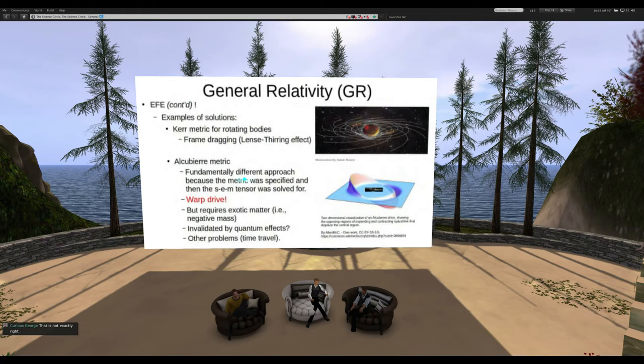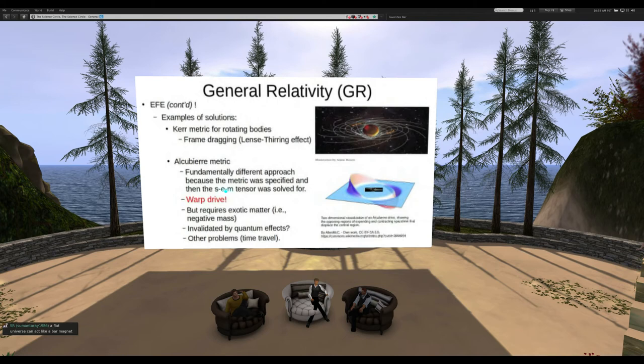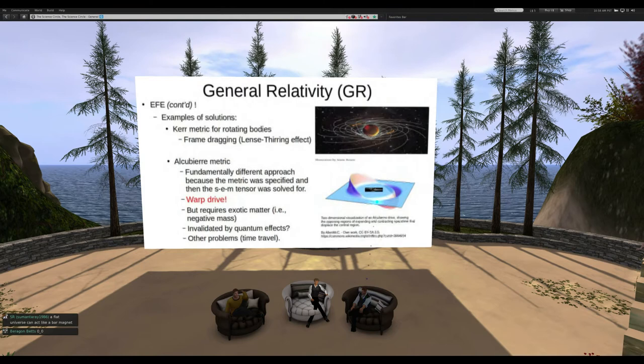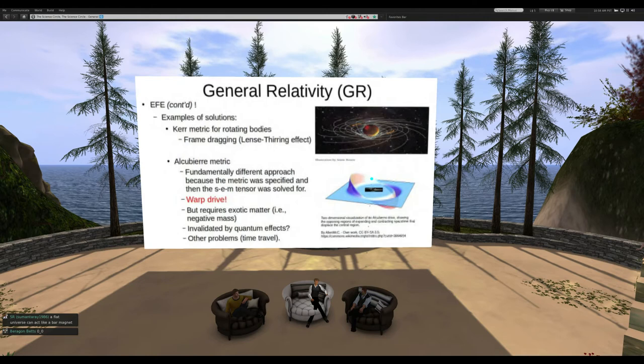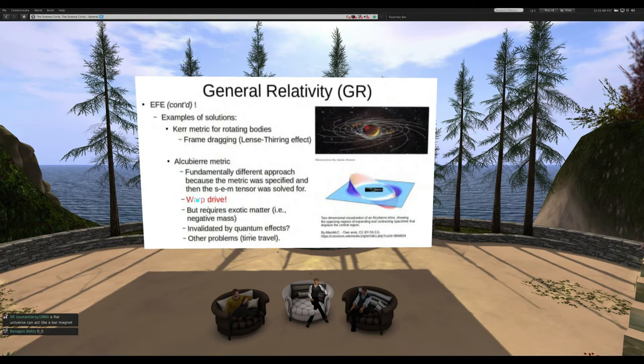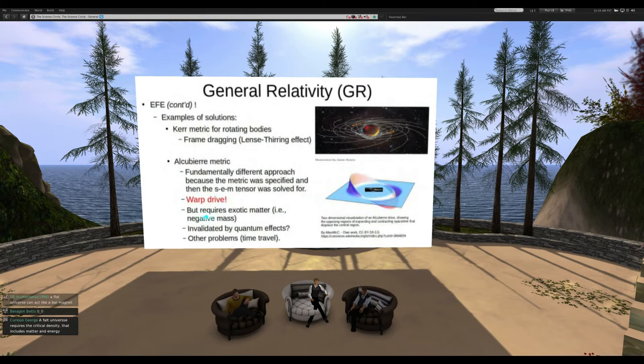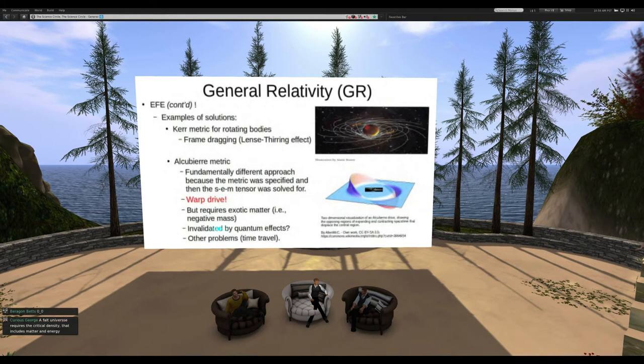But the Alcubierre metric is particularly interesting. It's done differently because the metric was specified first, and then you solve for the stress energy momentum tensor. And what he was creating here was basically a bubble in space-time, a space-time bubble that could move through the outer space-time at more than the speed of light. And of course, I had to put the USS Enterprise in the middle here just to make it complete. So this is talking about warp drive.